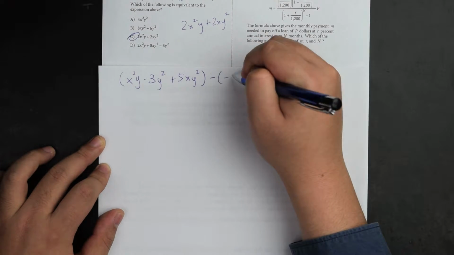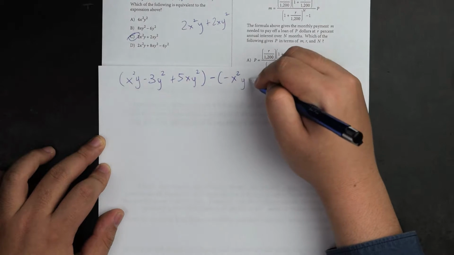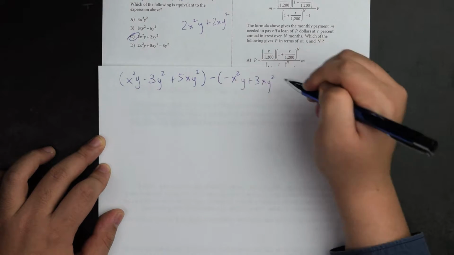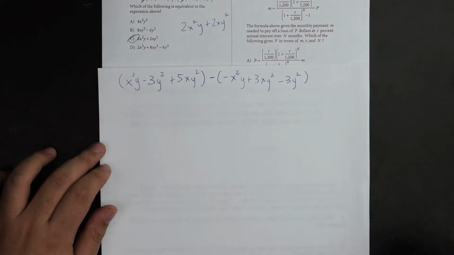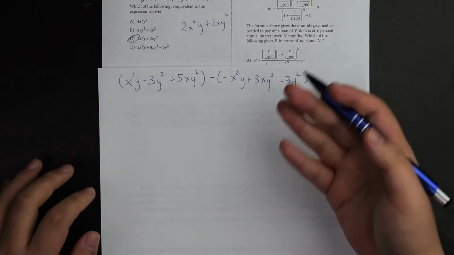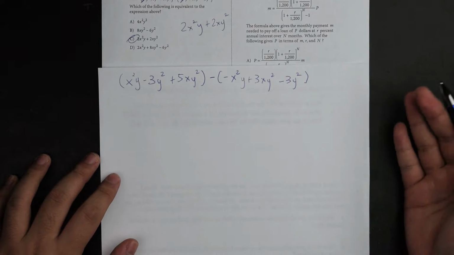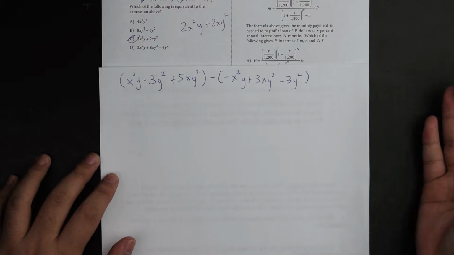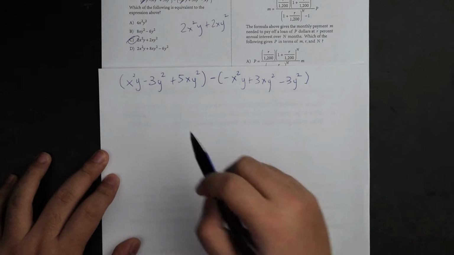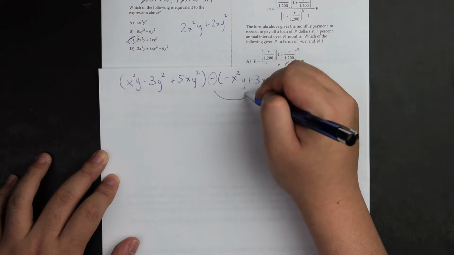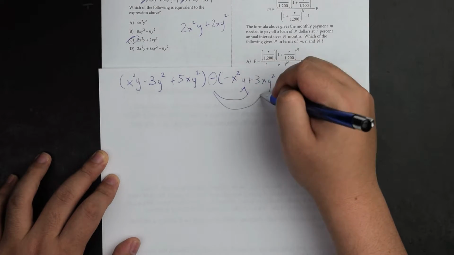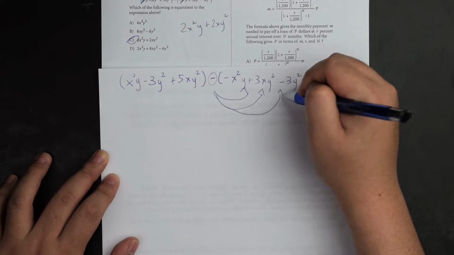And I am going to just copy it down right here. So it says the equation states it's x squared y minus 3y squared plus 5xy squared minus the negative x squared y plus 3xy squared minus 3y squared. And the first thing I noticed right off is that this negative, once again, like a prior question in this test already, must distribute. This negative must distribute to these 3 parts.